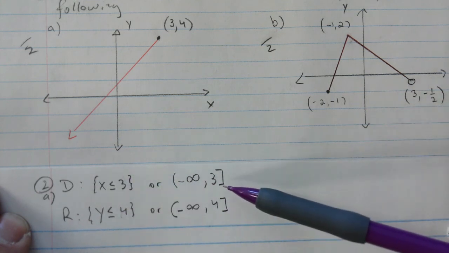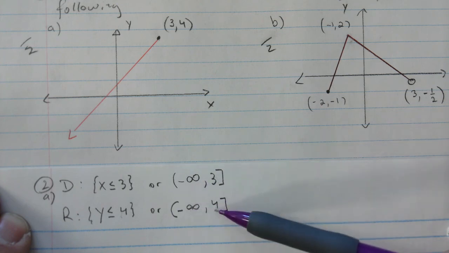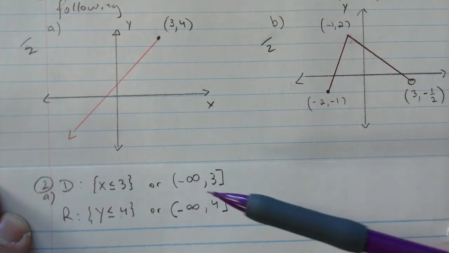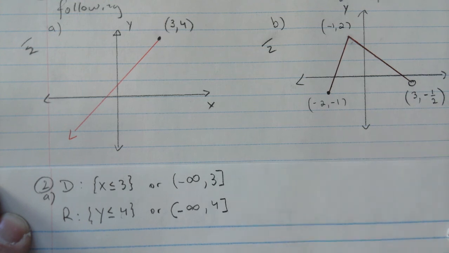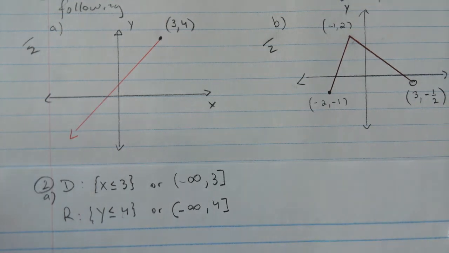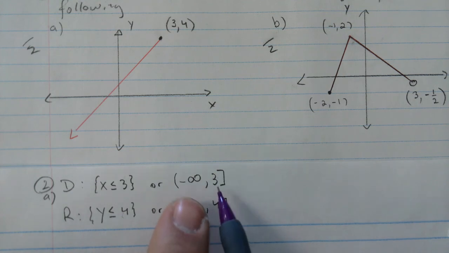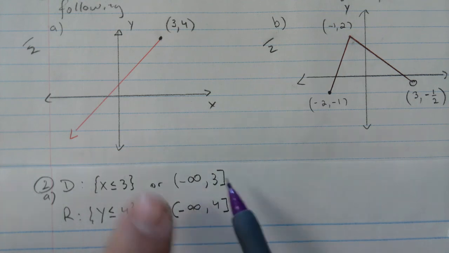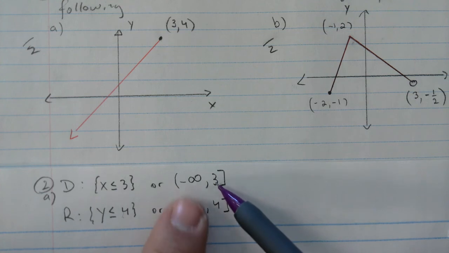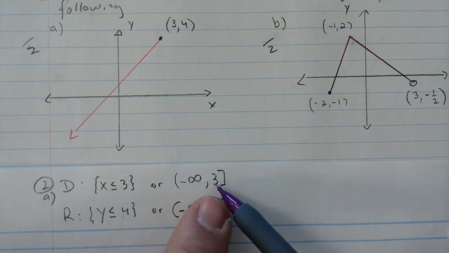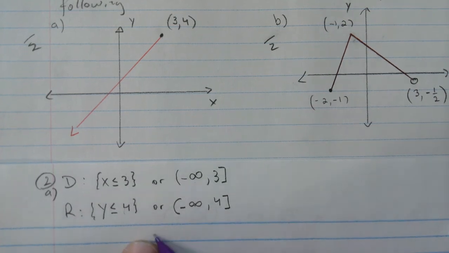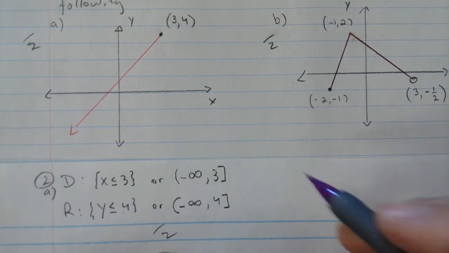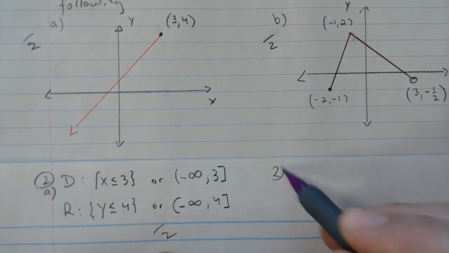If you have the right values in there, but you don't have the correct brackets, take off half every time you make a mistake on brackets. If you flip this, if you went 3 to negative infinity, then you can't get a mark there. Okay, it has to be lowest, greatest, always. Okay, so 2 marks for this.